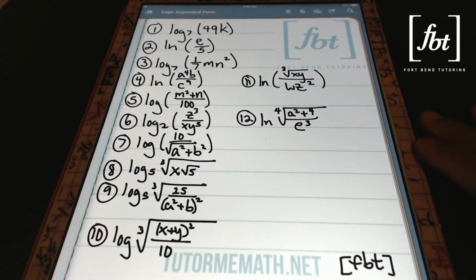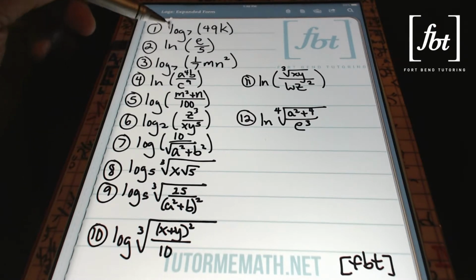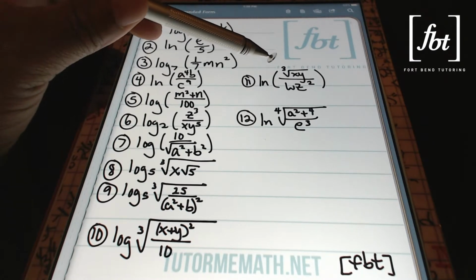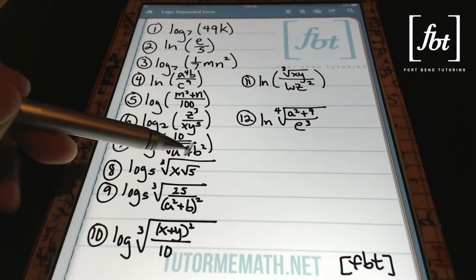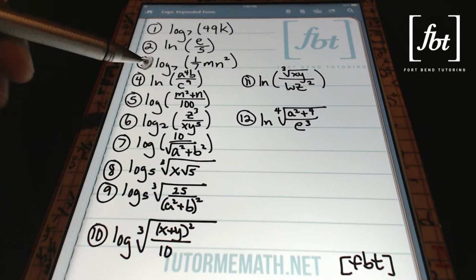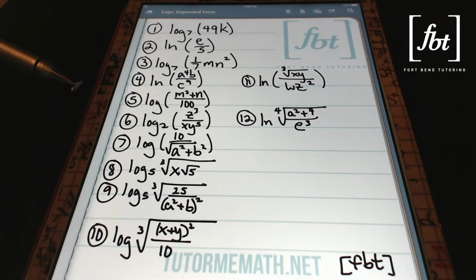Let's take a preview of what I have prepared for you today. We have 12 problems for you that will deal with expanding logarithmic expressions. We have your logarithms, your natural logarithms, logarithms with fractions, and logarithms with radical notation. We have your square roots ready for you, as well as cube roots and fourth roots. We have everything at the ready to assist you with expanding logarithmic expressions. So here's a snapshot of the 12 problems that we'll be doing in this video.